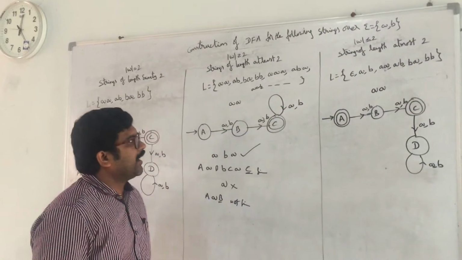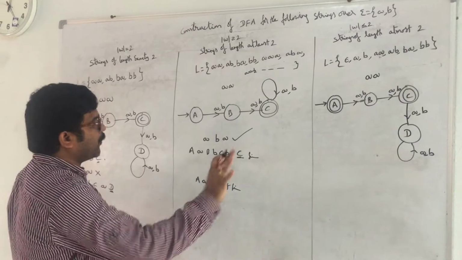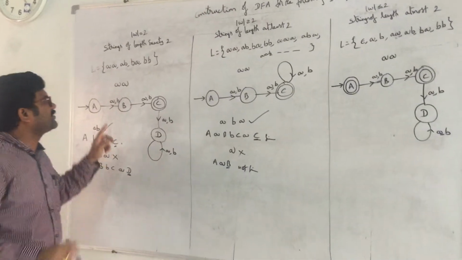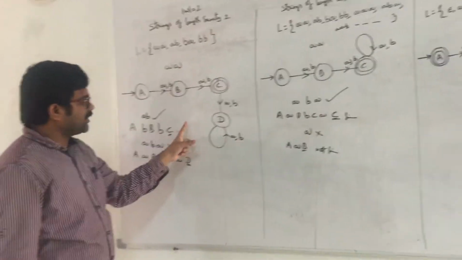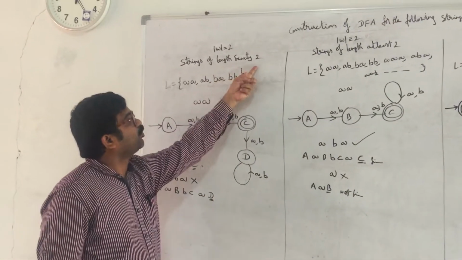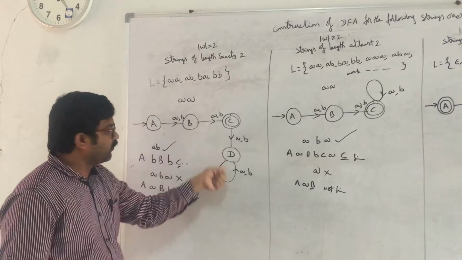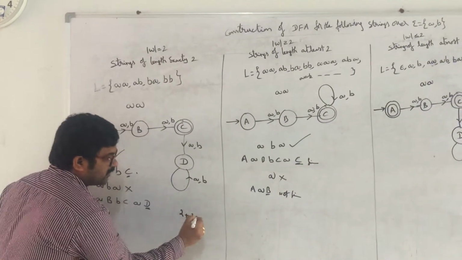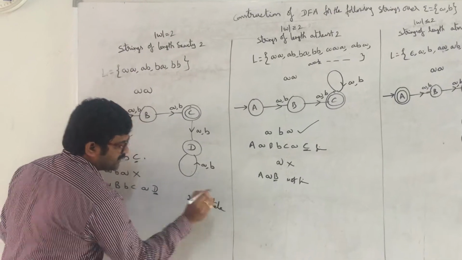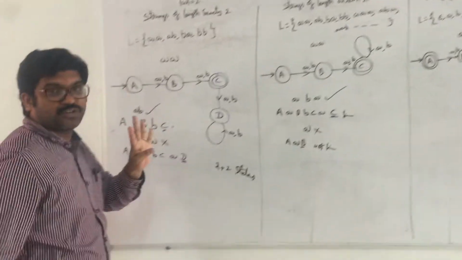And here let us look at it now. I have given 3 problems at a time. The reason is, here for strings of length exactly 2, how many states did we get? Just look at exactly length 2: 1, 2, 3, 4. That means for exactly 2, we got 2 plus 2 states, which is 4 states. Finally, in the DFA, we got 4 states.